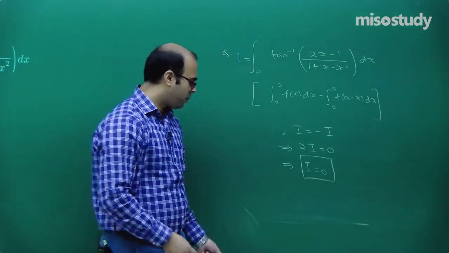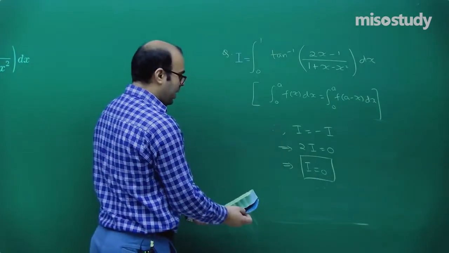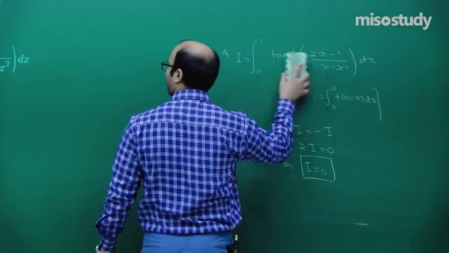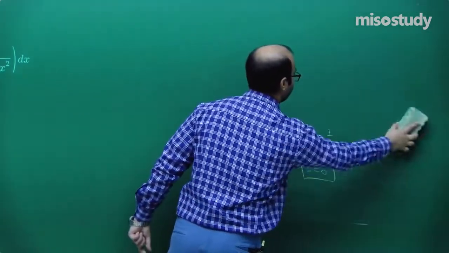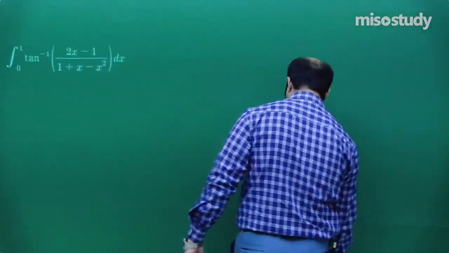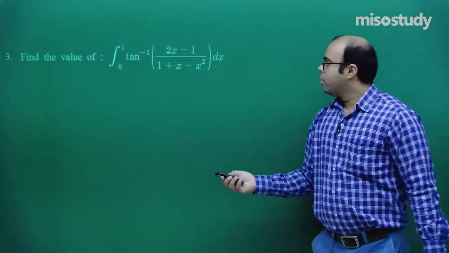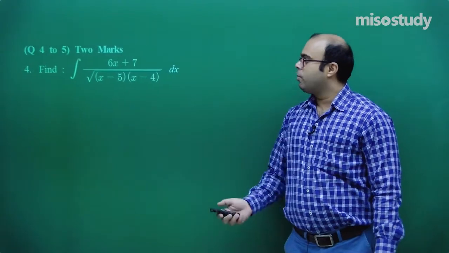Okay, students? So, this was the third question, and it is also of 1 mark. Now, let us move on to the fourth question. Fourth question is of 2 marks.